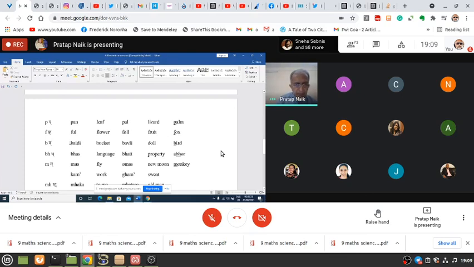Fur. Then comes ba. Baldi, bucket. Bowly, bowl. Like English bird, this ba and this ba are identical. Then the aspirate sound of this ba is bha. Bhas, language. And bhat, property. Something like English a bore, this bh, but this is softer, but this is stronger, bh.